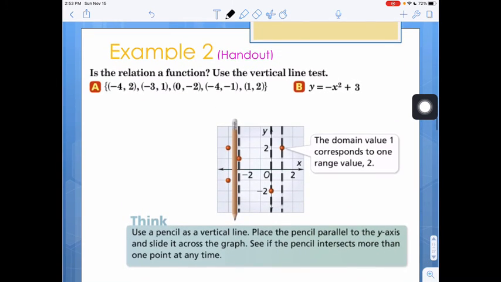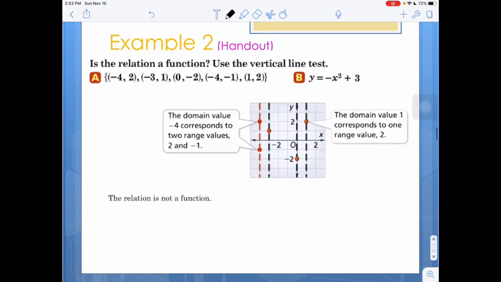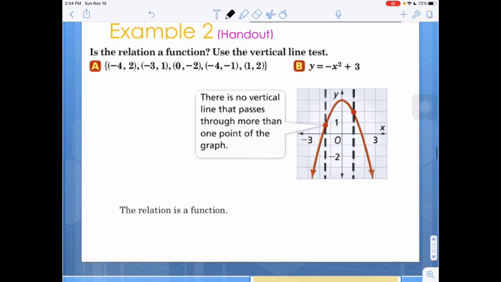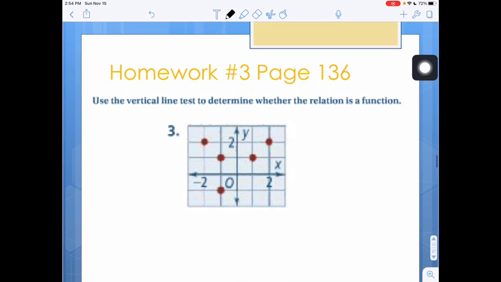This next slide has part A on it, and then we have part B with some extra explanations. And for the next Try, number 3 on page 136, it says use the vertical line test to determine whether the relation is a function. You can use your pinky, you can use a pencil in your book, and just go across the graph and see if you hit more than 1 point at a time.